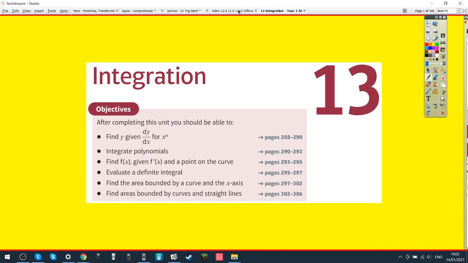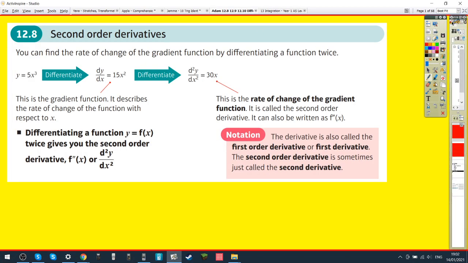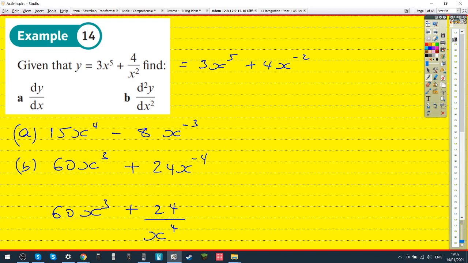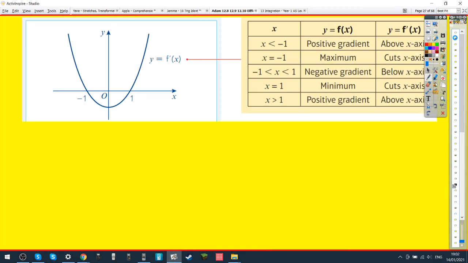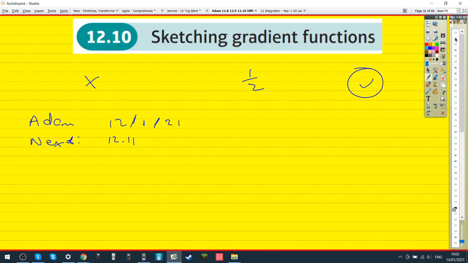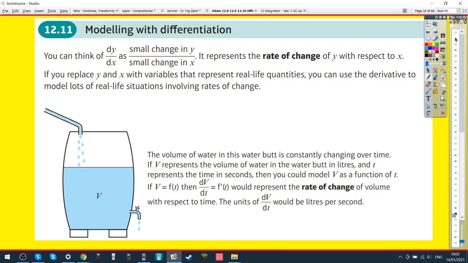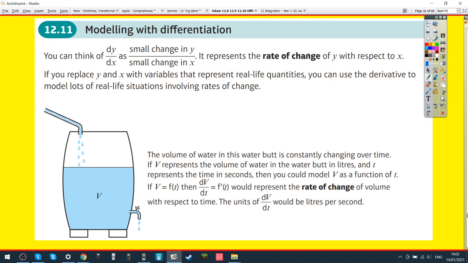The final section of each chapter is called modeling, which is the big picture, applying it to the real world. This is applying differentiation to the real world. Differentiation is all about finding the rate of change. We've been doing the rate of change in y with respect to x.